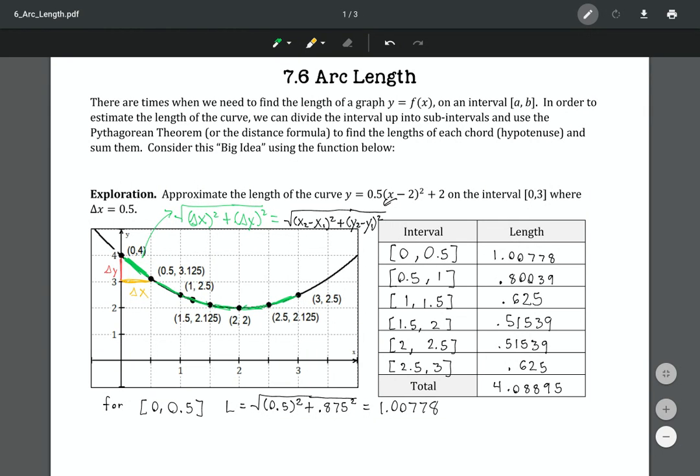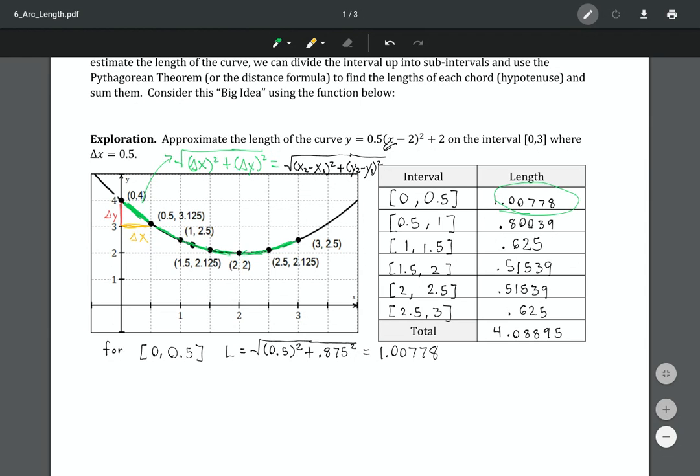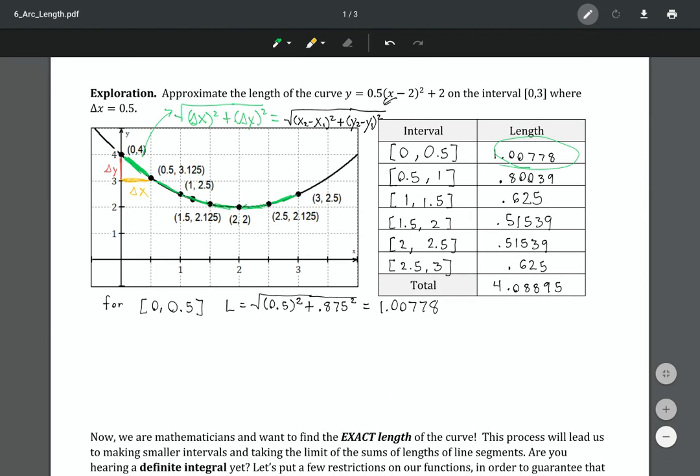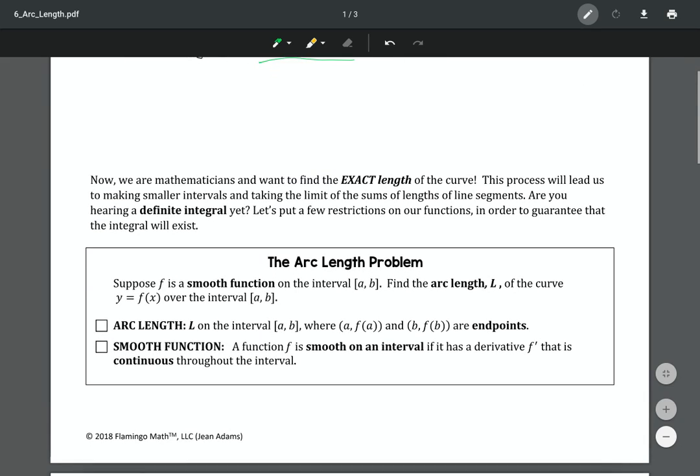That's all that's happening right here. For example, to find this length, I went back to the first set of numbers, and I did 0.5 minus 0, then 3.125 minus 4, and this is how I got those numbers. I square them, take the square root, and that's how I figure out that length. If I add all these lengths, I get the approximate length of this curve for this function.